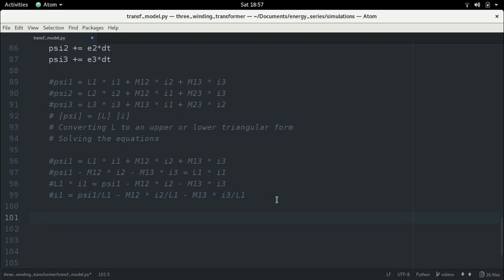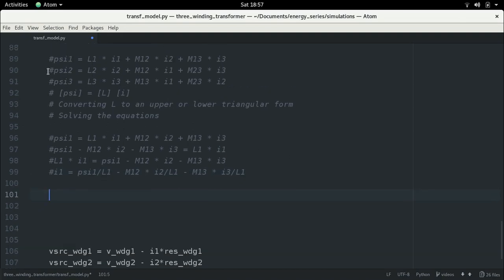Now, this is just one equation. We need to do this for all the other equations as well. So let's keep going. This is psi I2. Now psi 2 is expressed again in terms of all these three variables, right? What we need to do here is we need to again eliminate as many variables as possible. The good news is we have already calculated I1.